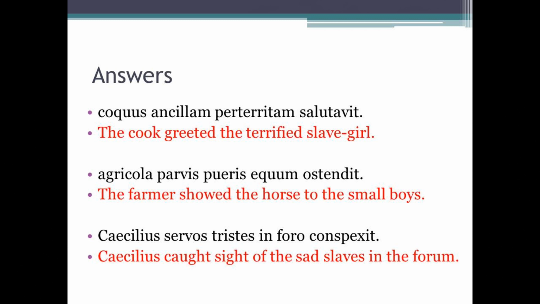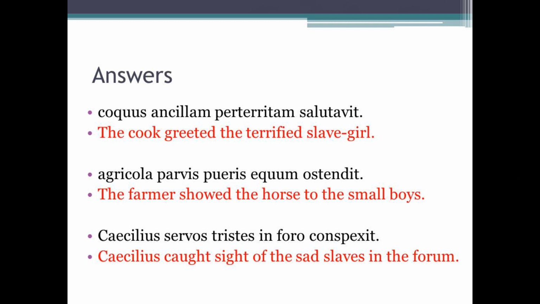Coquus ancillam perterritam salutavit. The cook greeted the terrified slave girl. Agricola parvis pueris equum ostendit. The farmer showed the horse to the small boys. Caecilius servos tristes in foro conspexit. Caecilius caught sight of the sad slaves in the forum.